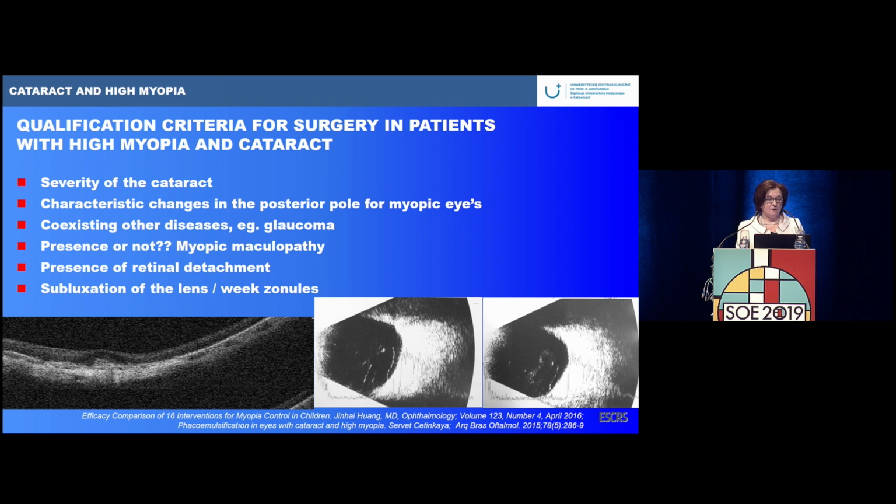The qualification criteria for surgery in patients with high myopia and cataract should be taken in the decision on the severity of the cataract, the characteristic changes in the posterior pole of myopic eyes, if we should operate or not, the presence or not of myopic maculopathy, presence of retinal detachment and subluxation of the lens because of weak zonules.